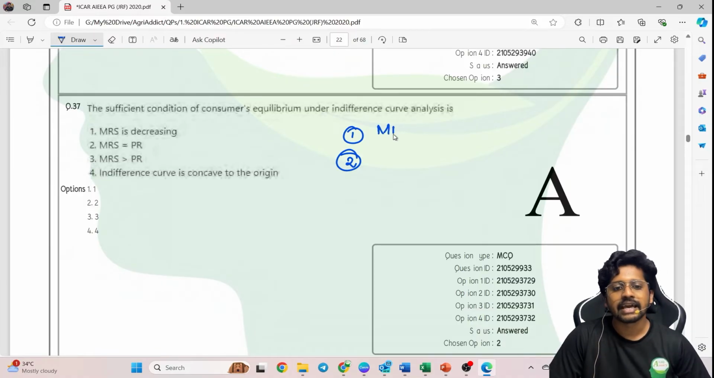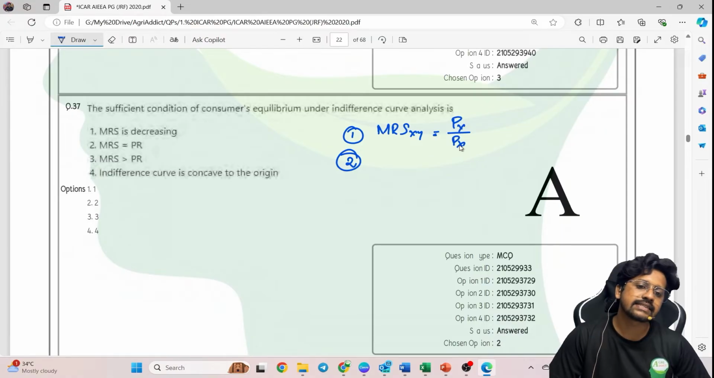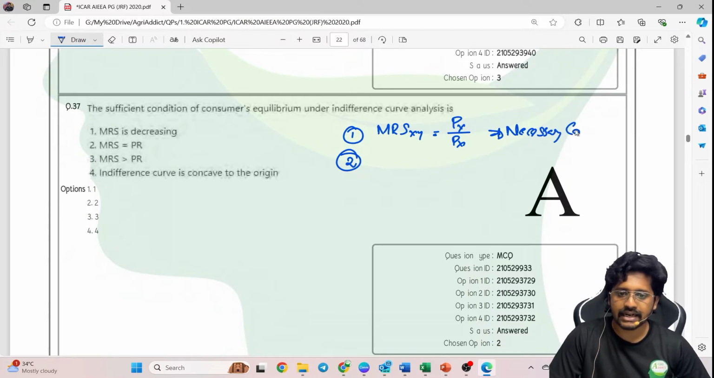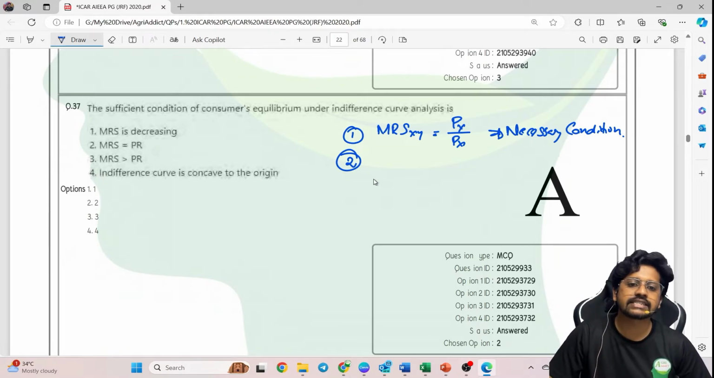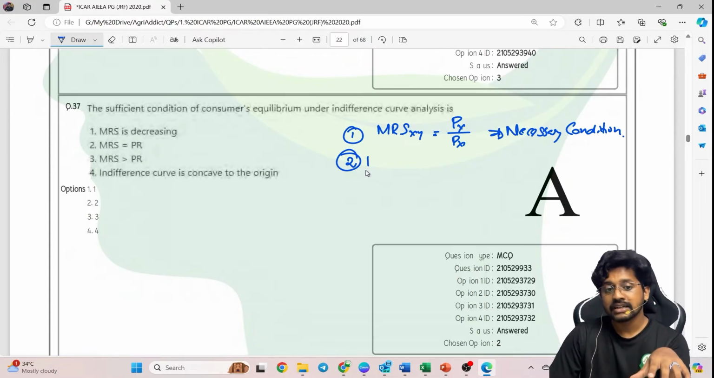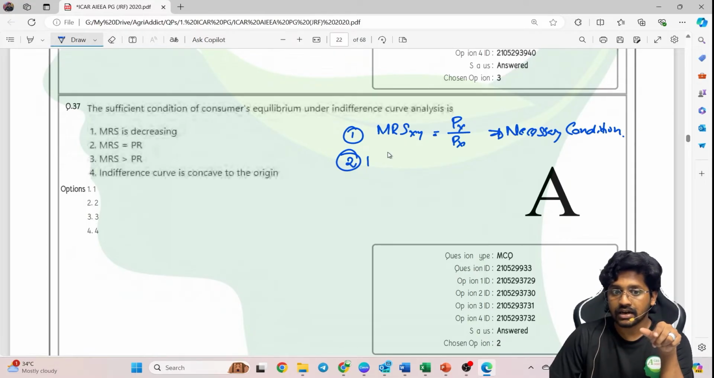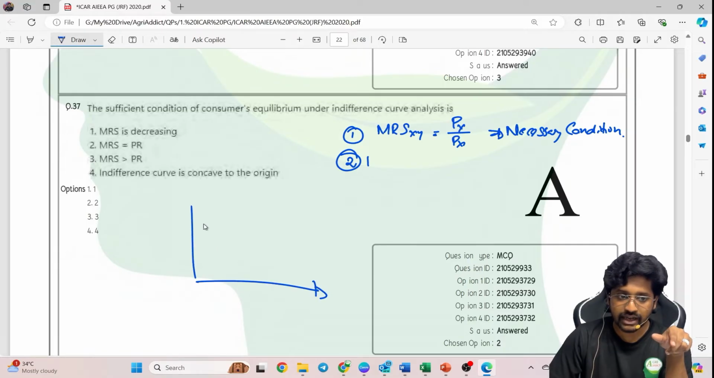That is, MRSXY should be equal to PX by PY. This is the first condition, and this can be considered the necessary condition. Okay. But this condition alone won't satisfy the consumer equilibrium. The sufficient condition is at the point of equilibrium, where the slope of the marginal, when we are drawing the graph, I can demonstrate it to you.